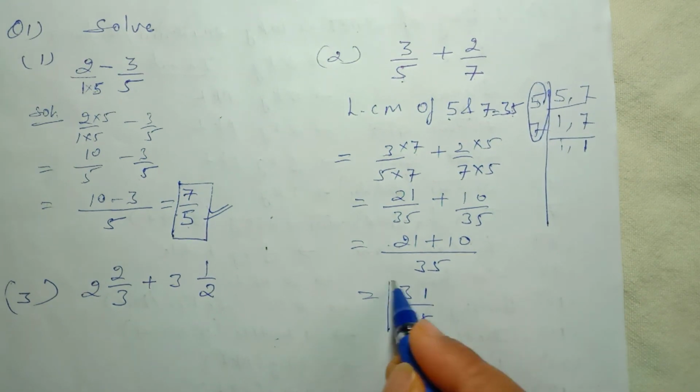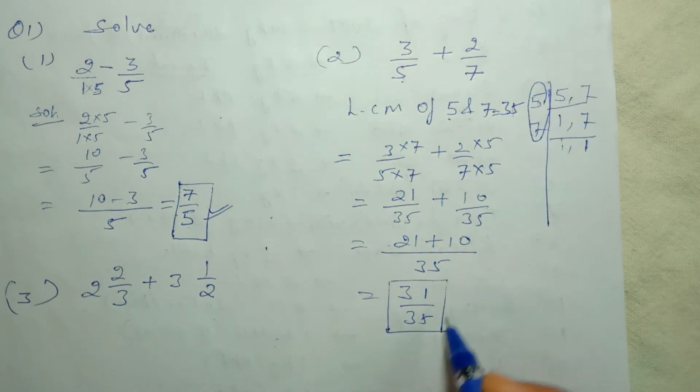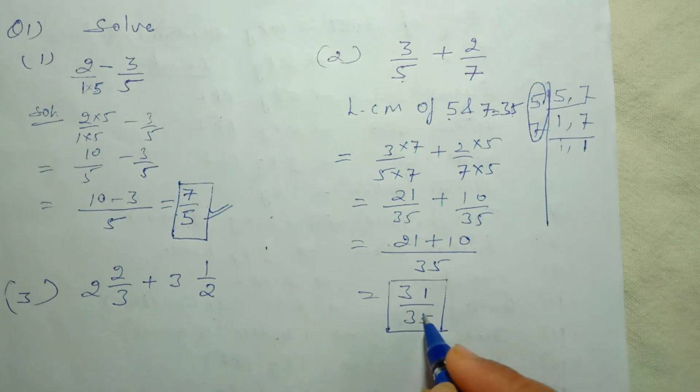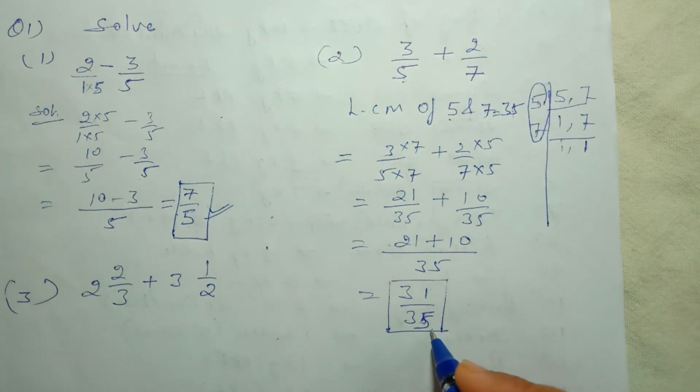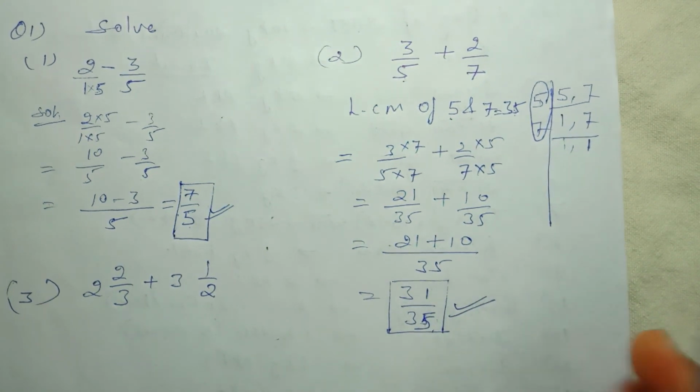Again check the table by which both numerator and denominator will be cancelled. If they are cancelled, then do cancel them. If they are not, then this is the answer.